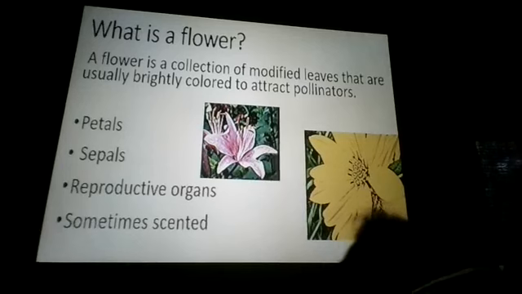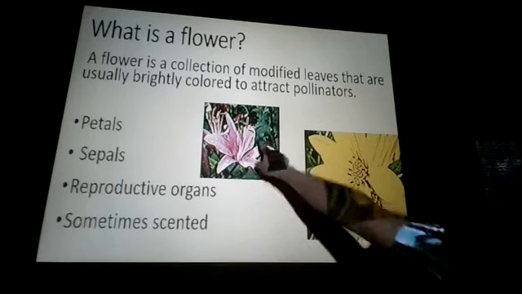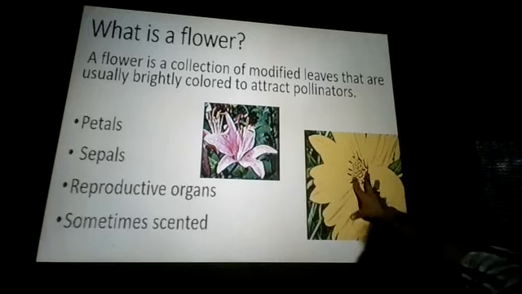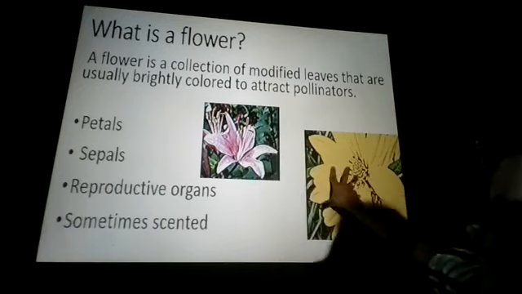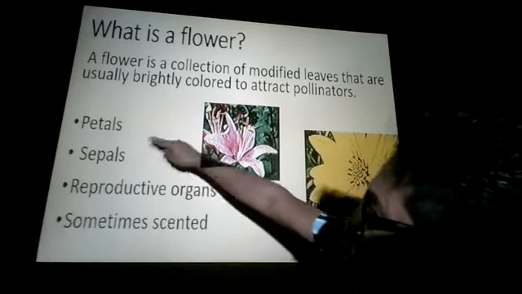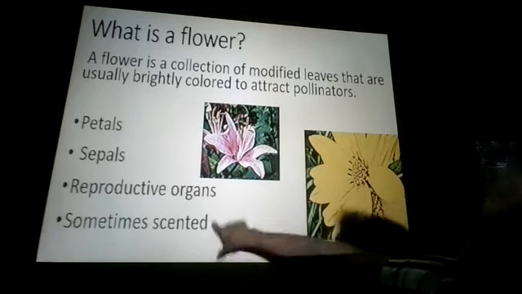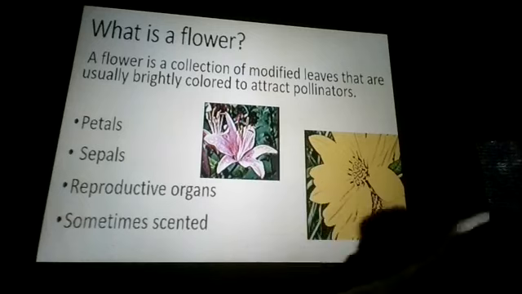Now the question is, what is a flower? Well, a flower is a collection of modified leaves that are usually brightly colored to attract pollinators. Here's an example of a lily and a daisy. So what do flowers or flowering plants have? They have petals, sepals, the reproductive organs, and they're sometimes scented. These are the characteristics of flowers.